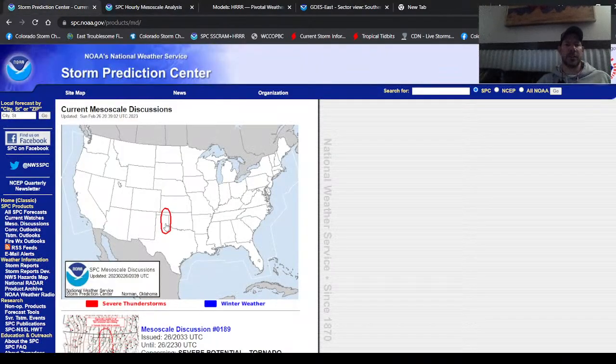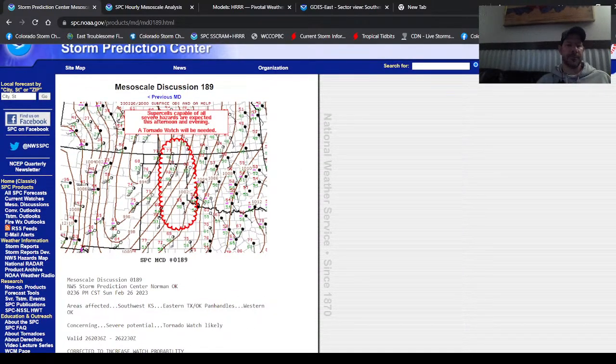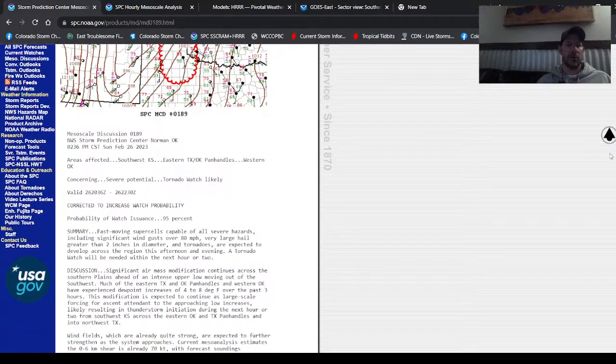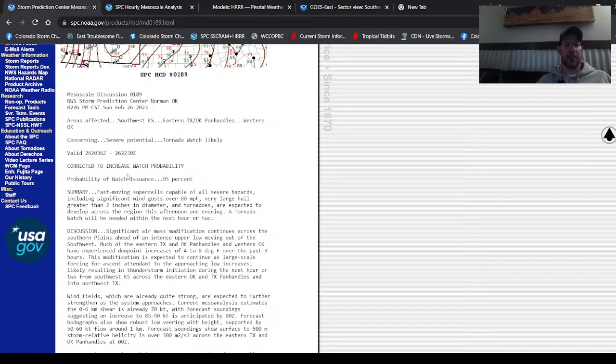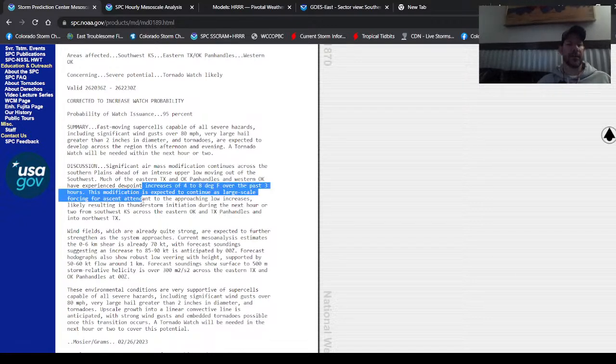So again, Storm Prediction Center now finally has a mesoscale discussion up, and that's for tornado watch probability 95%, fast moving supercells, significant gusts over 80 miles an hour, right? Let's see what else we're talking about in here. Dew point increases of 4 to 8 over the past 3 hours, right? This is what we talked about. Will that moisture make it up there? That's been the question mark, whether or not that moisture could make it that far north.